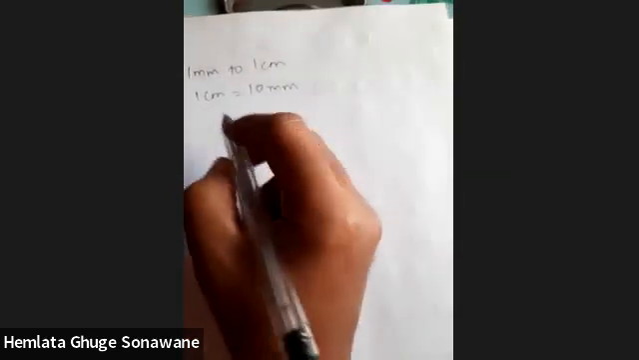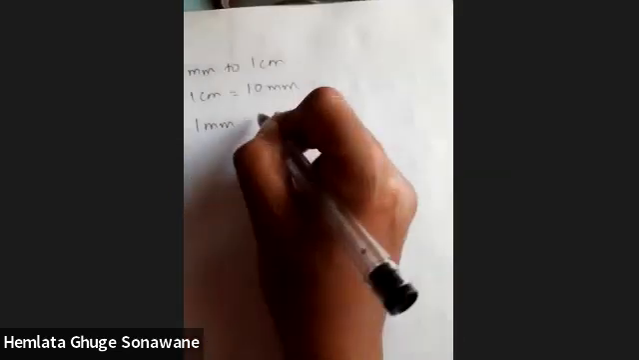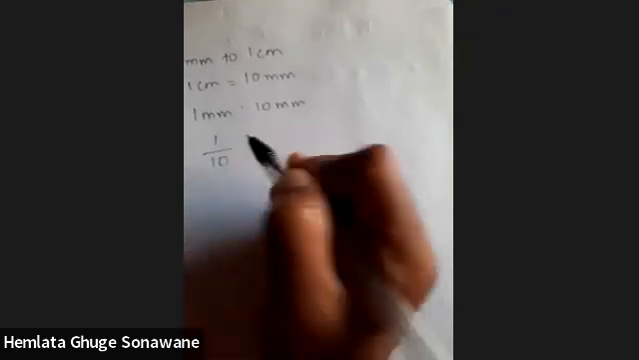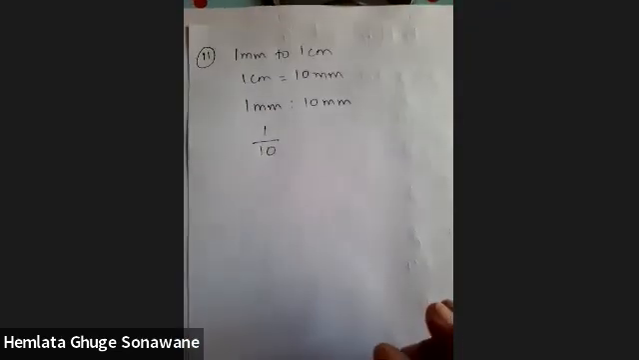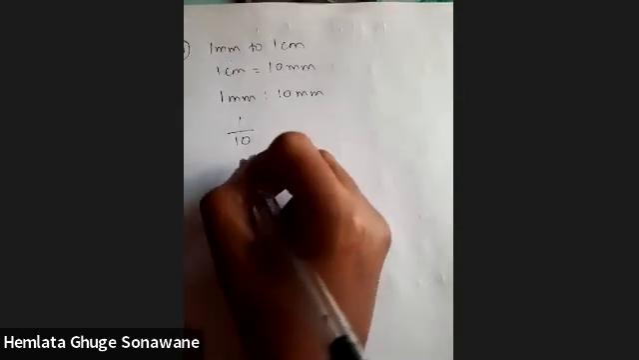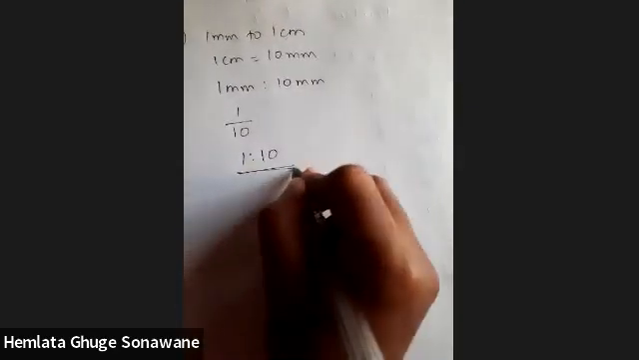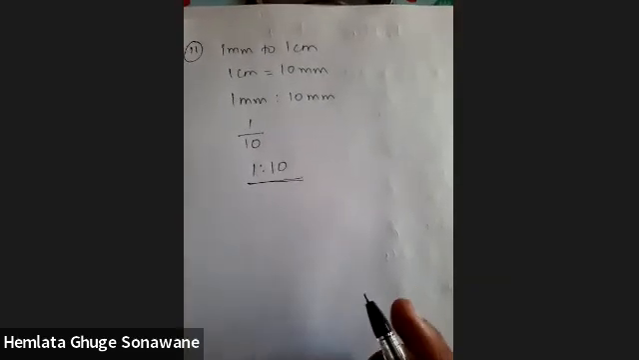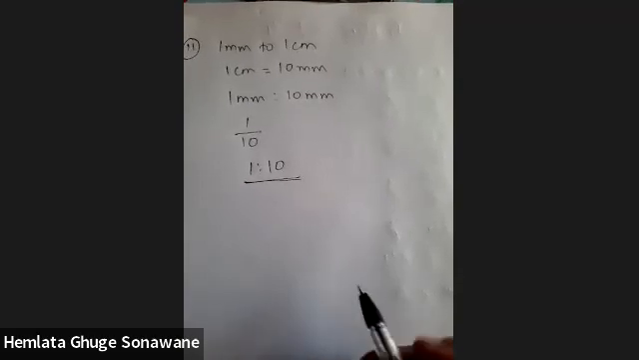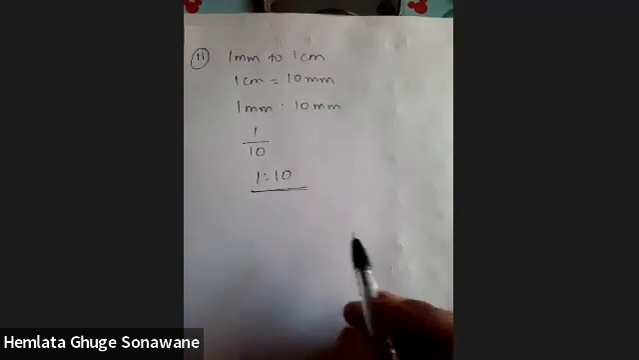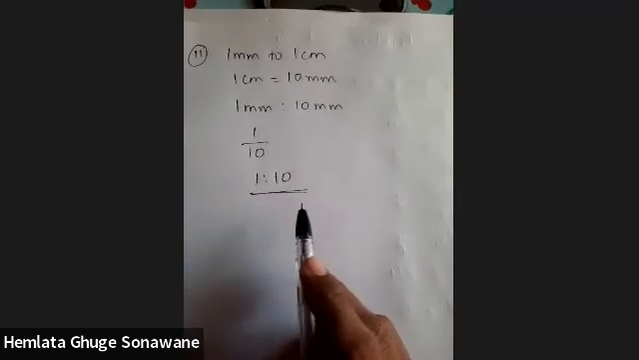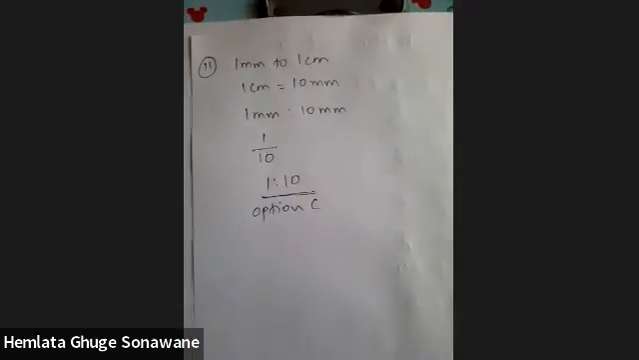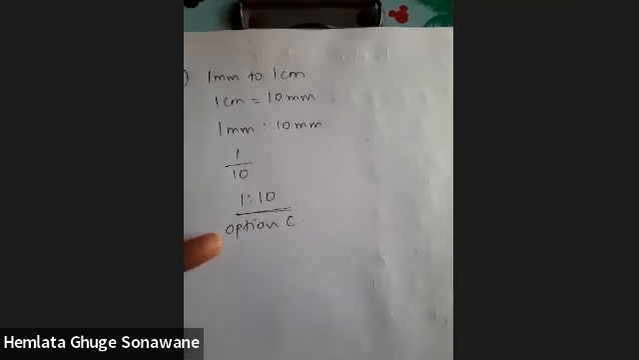Now we have to find out the ratio for 1 mm to 10 mm. That we can write down 1 upon 10. This is the answer. We have to check the options. That is 1 as to 10 is our answer. The first one is 1 as to 100. It means option A is wrong. B is 10 as to 1. Our answer is 1 as to 10. B is also wrong. C is 1:10. Means option C is a correct option for this question. So we have to write down answer as option C.